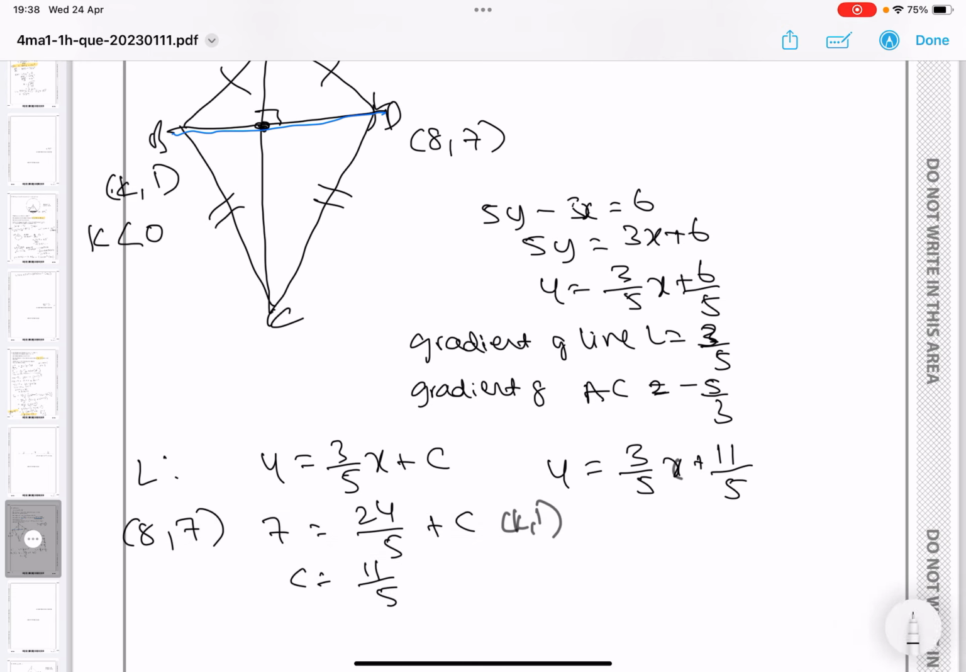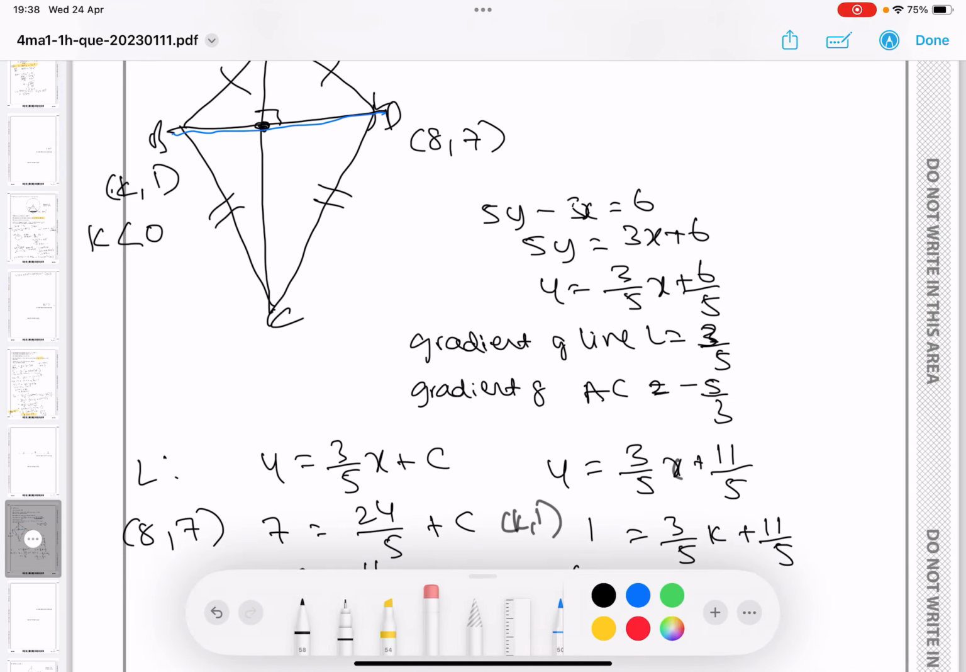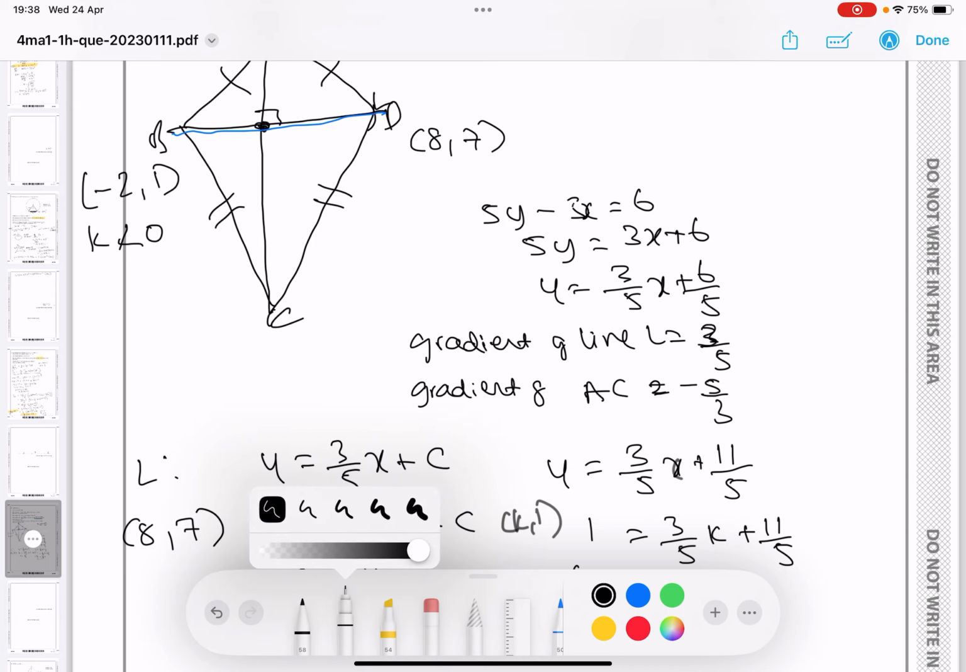So x is K. So 3/5 K plus 11 over 5 equals 1, because y is 1. Let's solve this equation. 3 over 5k equals minus 6 over 5, and k is equal to minus 2. So k is equal to minus 2. So now we can rewrite these coordinates, and it's less than 0, so it seems correct. Minus 2, 1. So we've worked out k, and now we've got the coordinates for B.